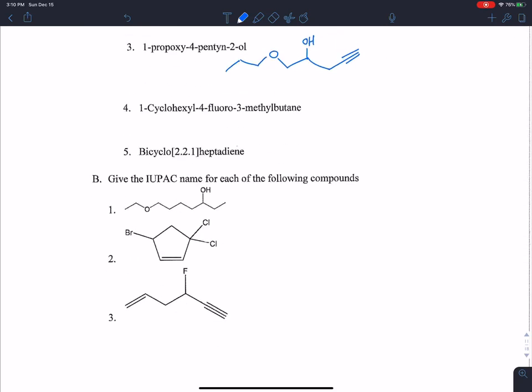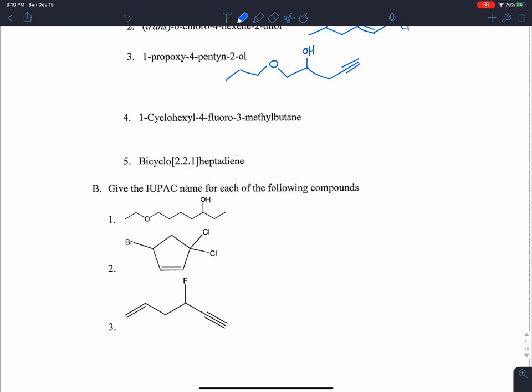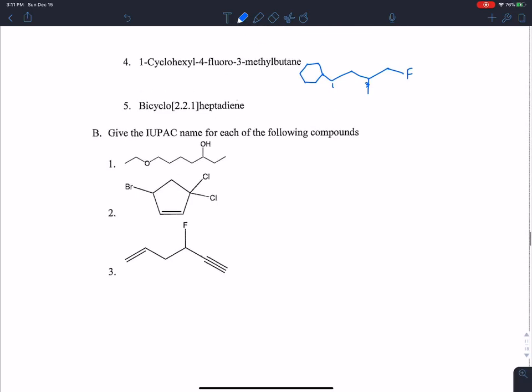1-cyclohexyl 4-fluoro 3-methylbutane. So main thing is a butane. On 3 I have a methyl. Call this 3, call this, or I'll go the normal route. This 1, this 3. On 3 I have a methyl, so there you go. On 4 I have a fluoro. There you go. On 1 I have a cyclohexyl. So this part is a cyclohexane. Like that. Super weird, okay.